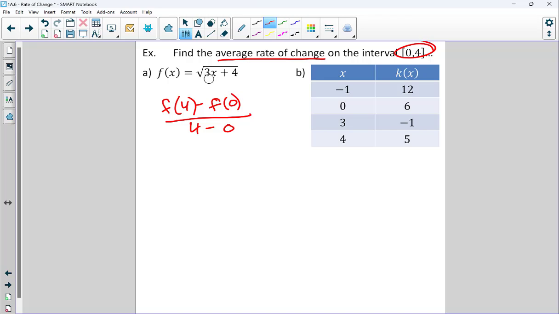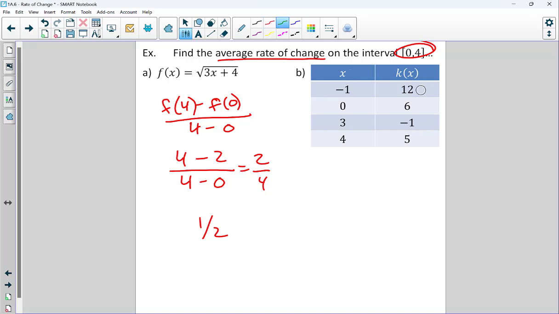Let's evaluate f of 4. 4 times 3 is 12. 12 plus 4 is 16. The square root of 16 is 4. F of 0, plug in 0. 0 times 3 is 0. 0 plus 4 is 4, square root of 4 is 2, over 4 minus 0. So that would be 2 over 4, or 1 half. Final answer.